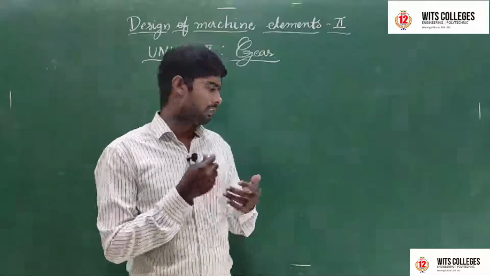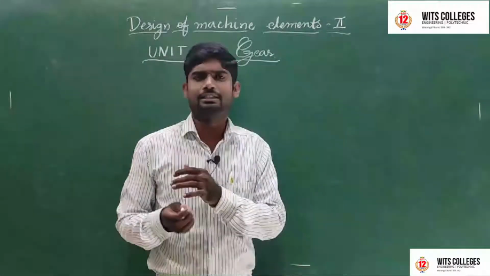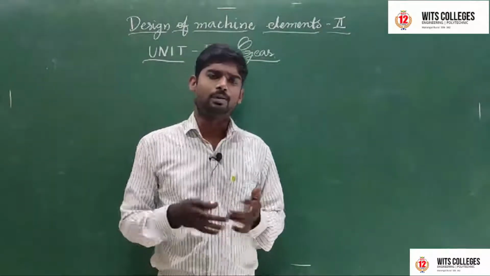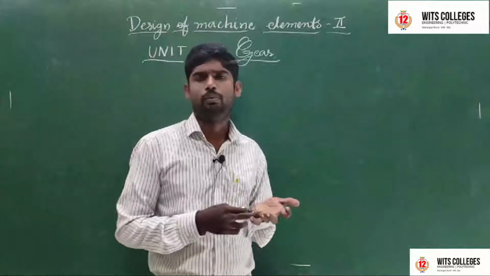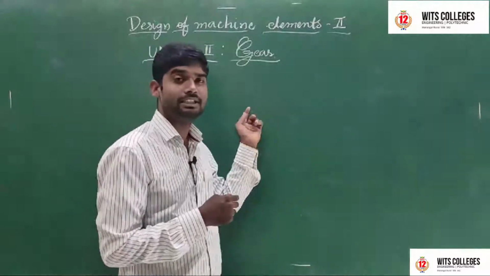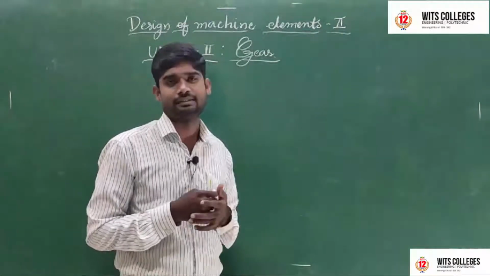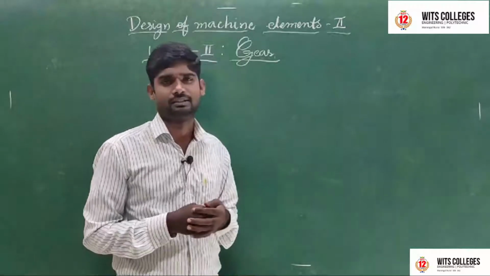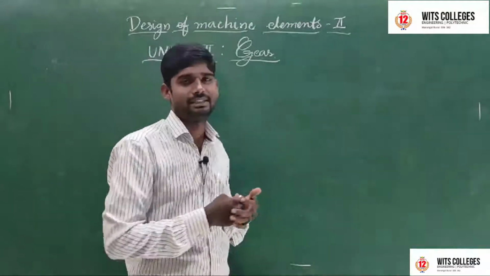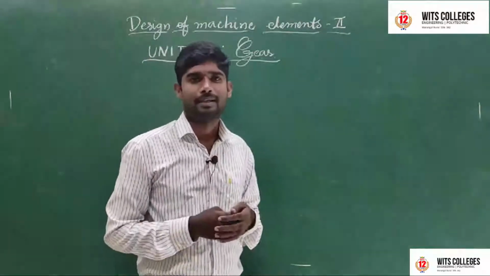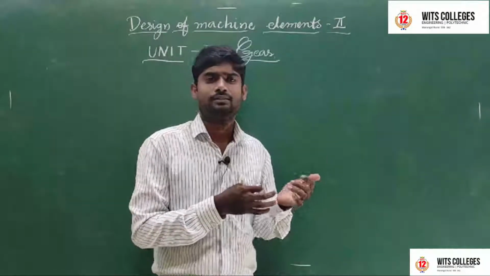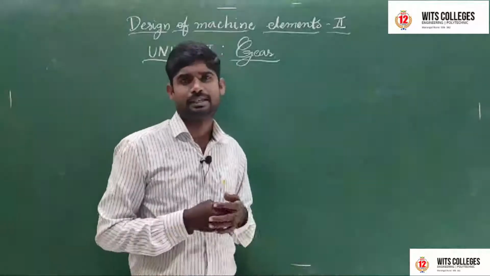Gears also transmit power from one shaft to another shaft, and belts also transmit power from one shaft to another, like rope and chain. But we use gears because in gears the slip percentage is less, there is no slip percentage. In belts some slip percentage occurs.